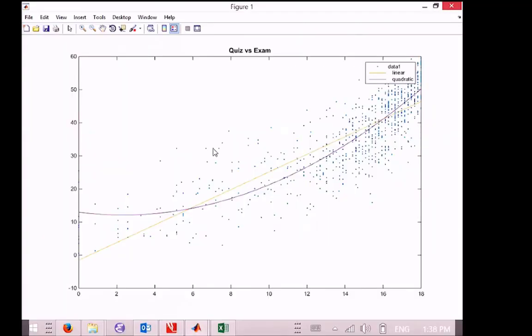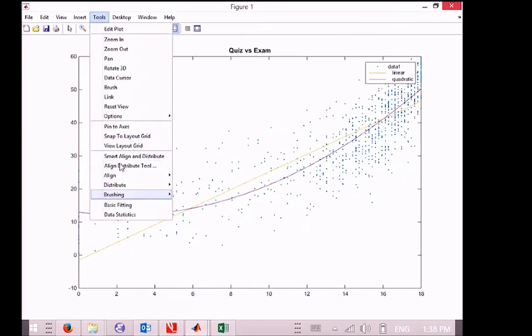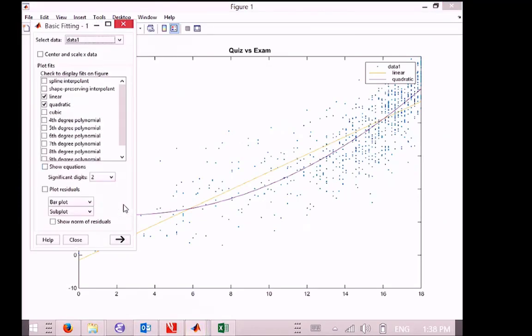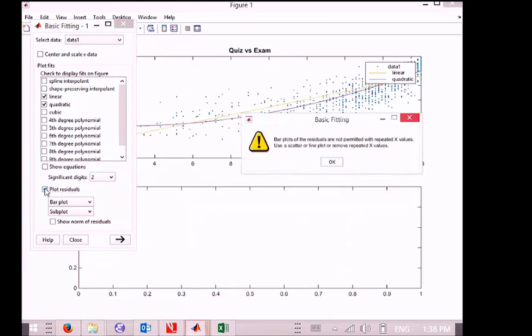Sorry, I want to do one extra addition here. Sorry, going back to Tools, Basic Fitting. We were just talking about residuals, so I'm going to plot the residuals here, and it's going to yell at me for a perfectly good reason again. By default, the residuals, for some reason I don't understand, default to bar plots, which is a little wrong, quite frankly, in my book.